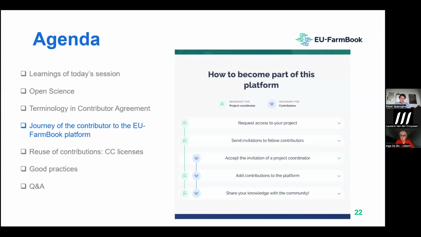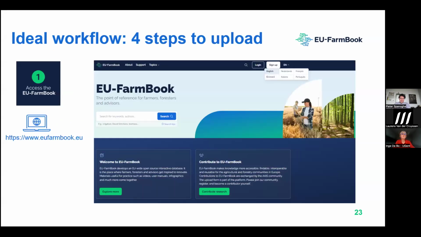But now I think it's good that we look to the steps to really contribute and see the legal aspects of that. So here you have the workflow, and I will show this workflow in the 4 steps. I call it the ideal workflow. This is that you say, okay, it's the coordinator that takes the action.